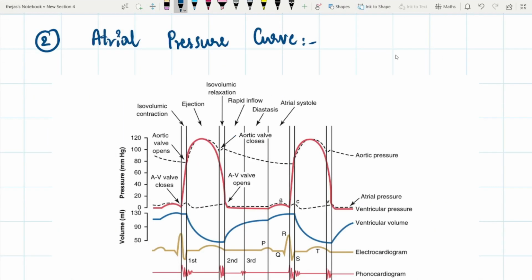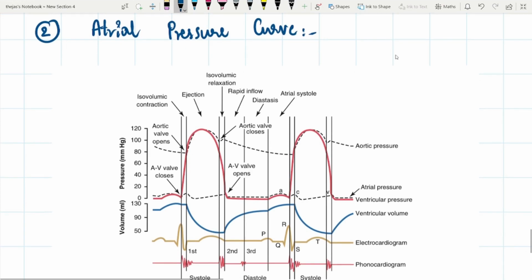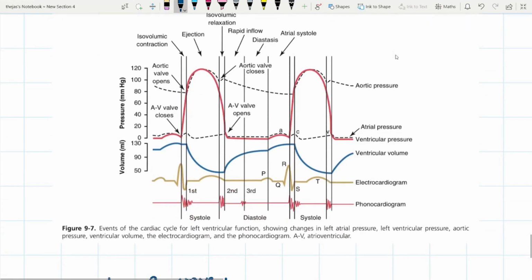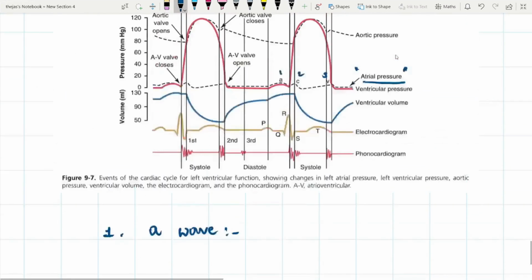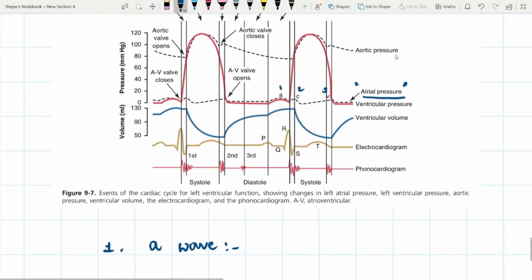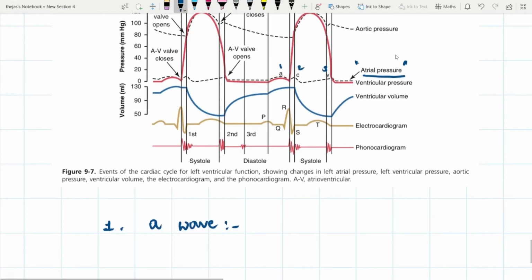So after discussing the ECG curve, let's discuss the second one, that is the atrial pressure curve. In this diagram, you can see this is the atrial pressure curve. As you can see, there are three waves: 1, 2, 3. They are A wave, C wave, and V wave. Let's first consider the A wave.